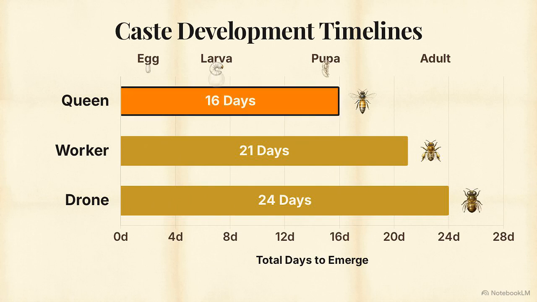The queen completes her cycle 5 days faster than a worker because she is fed a highly nutritious secretion called royal jelly throughout her entire larval stage.